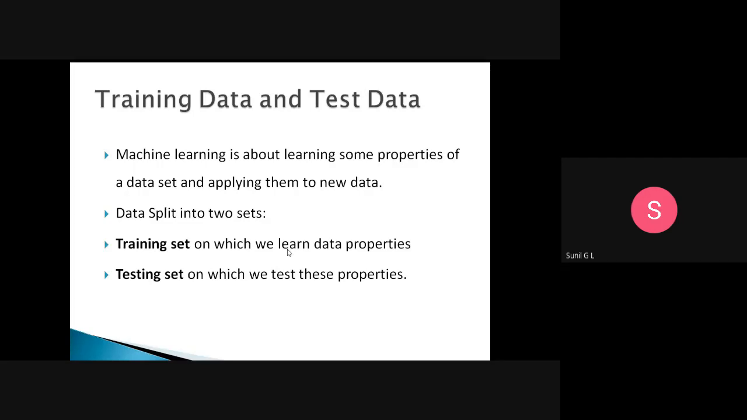In training data, we learn the data properties. The training set is the one on which the system learns the data properties. The testing set is the one on which we test these properties.